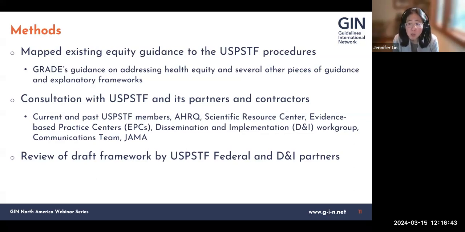And the GRADE guidance was enormously helpful, but did lack certain operational details in how to implement the guidance. So in addition to using our own methodologic expertise as an EPC and our fellow EPCs that support the task force, we also consulted with multiple guideline members, both current and past members, as well as the task force contractors and their partners involved at each phase of the process. And then a draft of this framework was reviewed by the task force's federal and DNI partners. And what you see here is the aggregation of all of those parts.